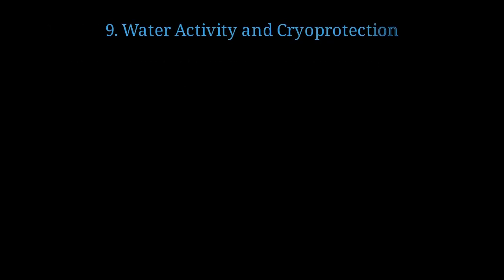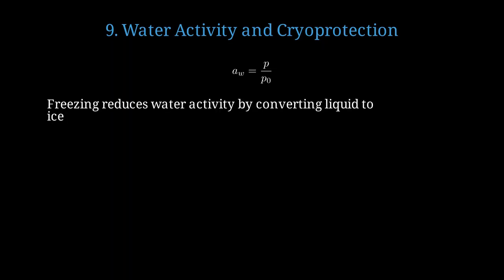Water activity plays a crucial role in both microbial survival and tissue damage during freezing. Water activity is defined as the ratio of vapor pressure P to the vapor pressure of pure water P0. Freezing reduces water activity by converting liquid water to ice crystals, making less water available for microbial metabolism. Water activity below 0.6 inhibits most bacterial growth, though this doesn't directly kill existing pathogens or parasites.